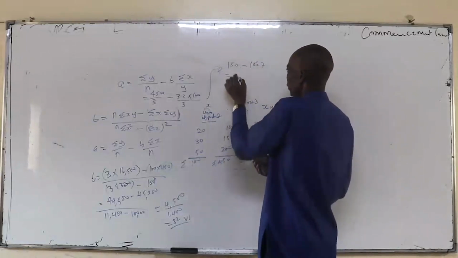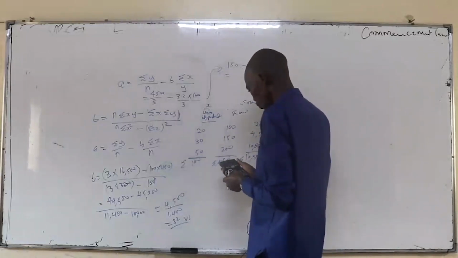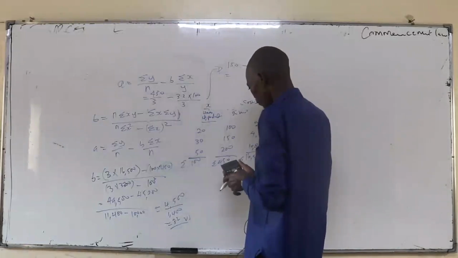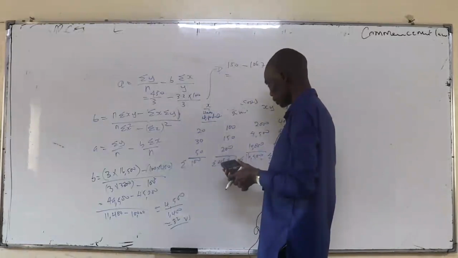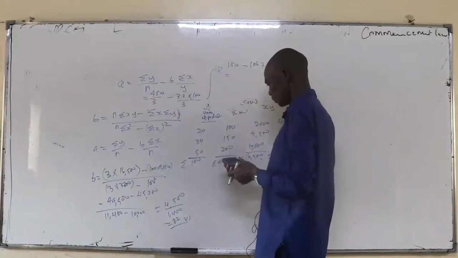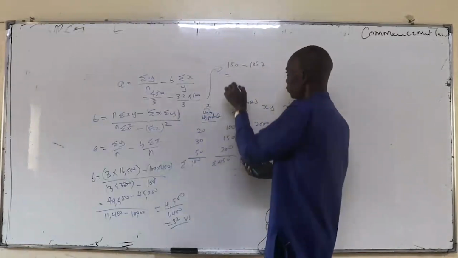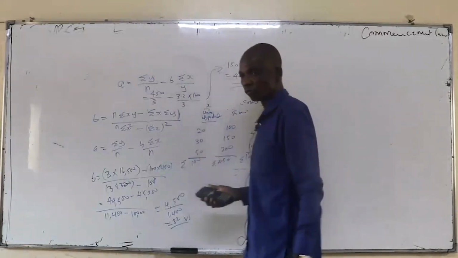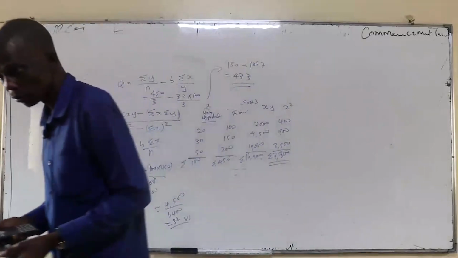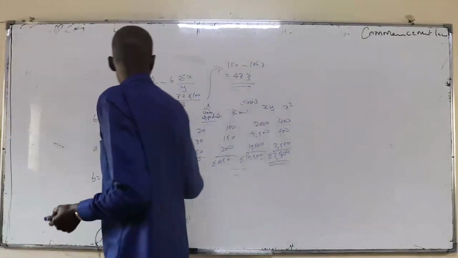So if you subtract the 2, you will be able to get 150 minus 106.7. That gives you 43.3. So now you have the values of A and B.